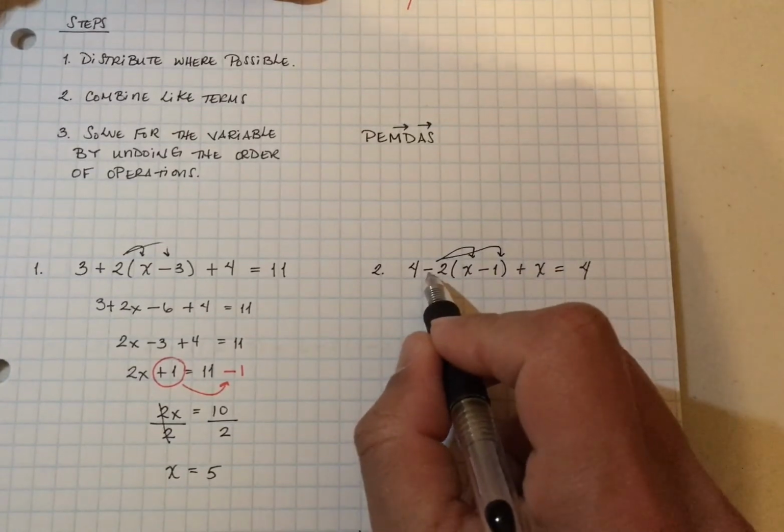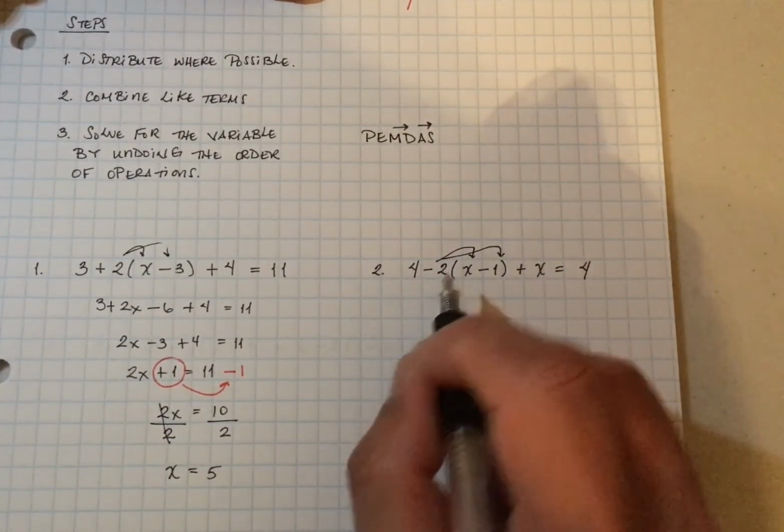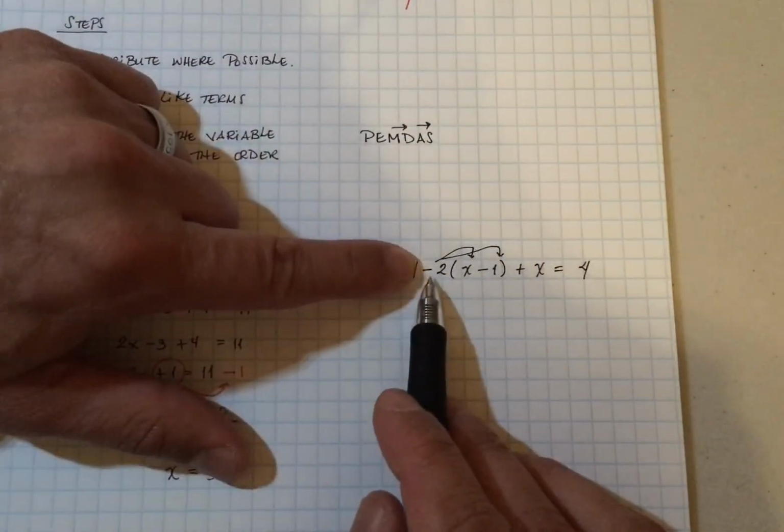Don't forget, you have to use that negative. It's not 4 take away 2, okay? So first, you have to distribute this negative.